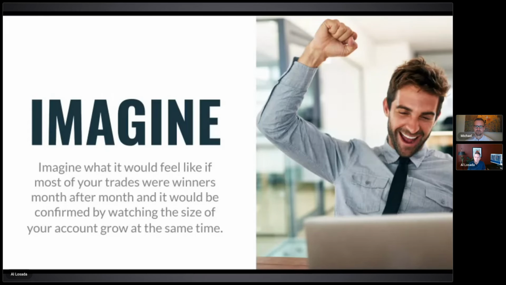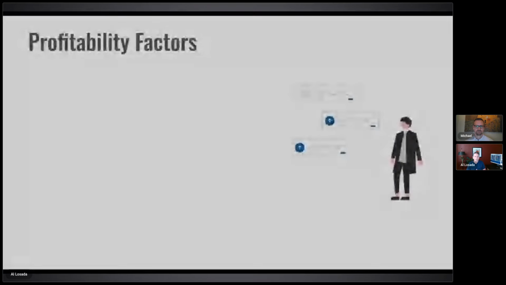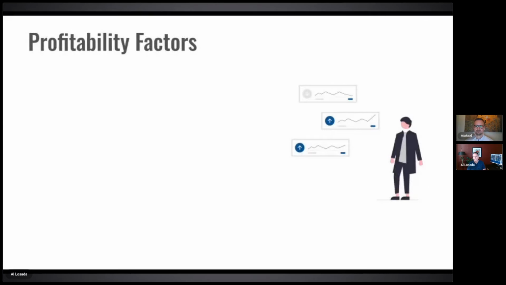Secondly, becoming the trader that no longer takes large losses but consistently trades according to a proven trade plan that is profitable over time, allowing you to grow your account month after month, okay? So it's really, really important as a trader to have that kind of mindset so that you're always in a place where you're gonna be consistently getting profits, okay? And that's really the important thing, all right?